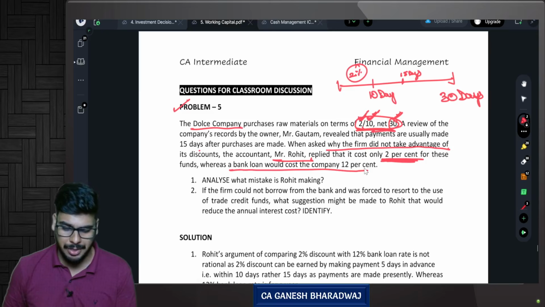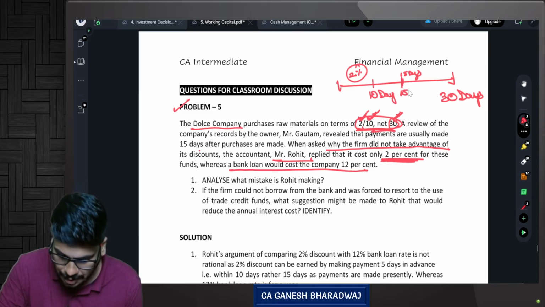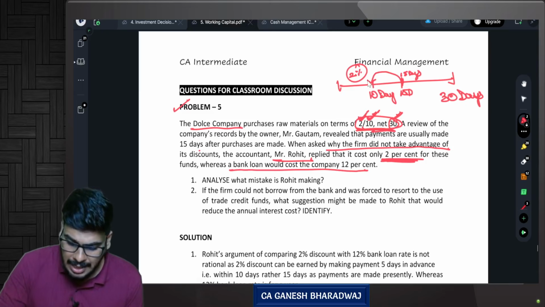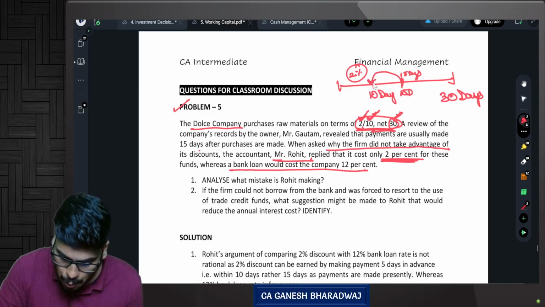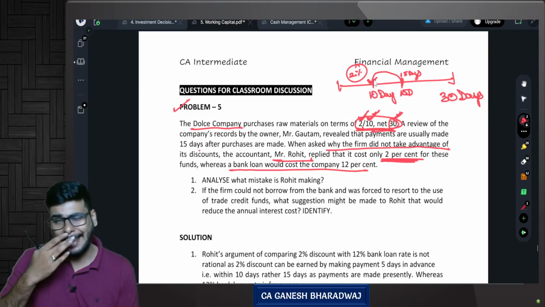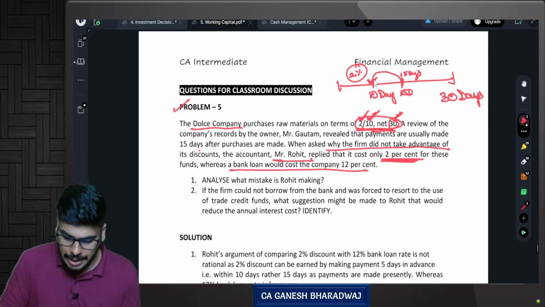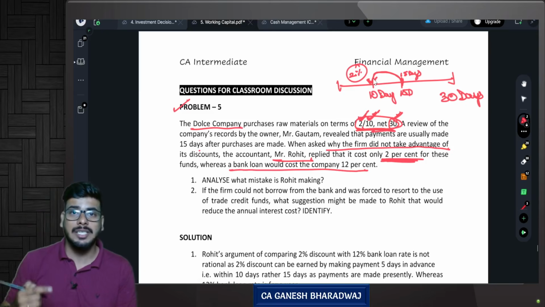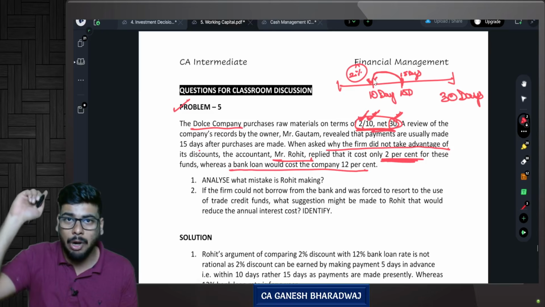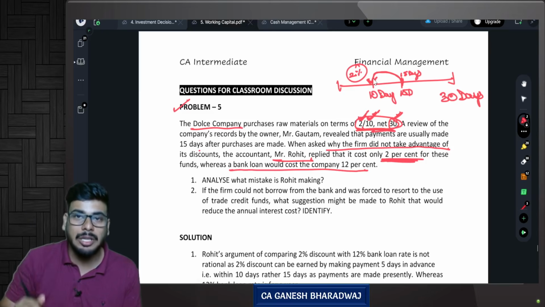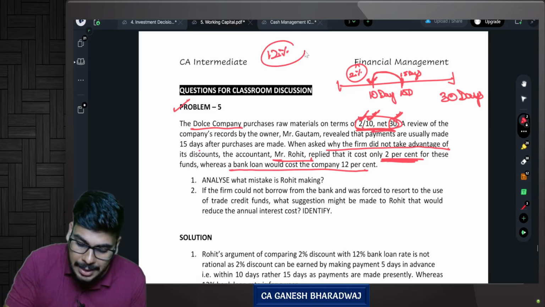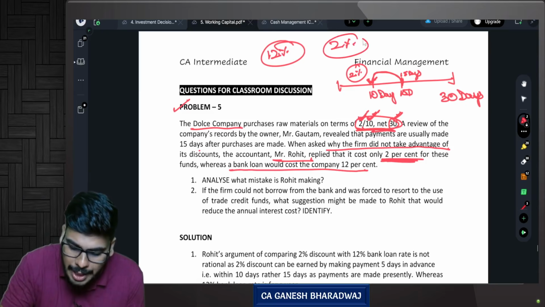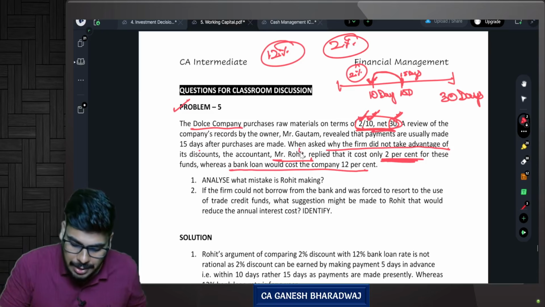Now, what is the justification which Mr. Rohit is saying? Sir, now we are paying after 15 days, correct? Suppose we need to pay it 5 days in advance. That is, if I want to avail the discount, I need to make the payment by the 10th day, correct or not? So technically, if I have to make the payment 5 days in advance, now I don't have the funds with me. I need to borrow the money from the bank, correct? If I borrow the money from the bank, it will cost me 12% interest, correct? Now, why should I pay 12% to get a discount of only 2%? This is the logic that Mr. Rohit, the accountant, is saying.